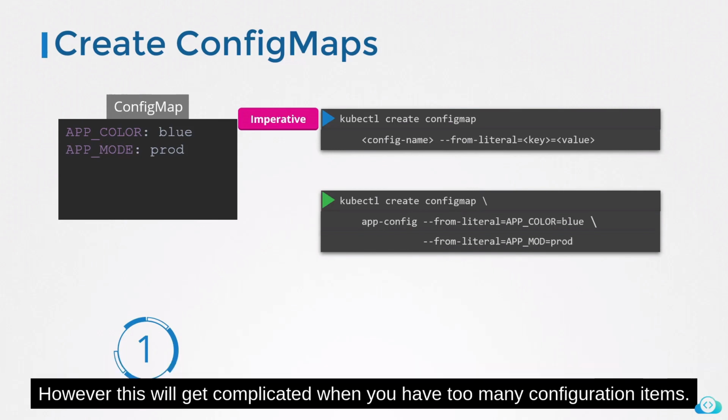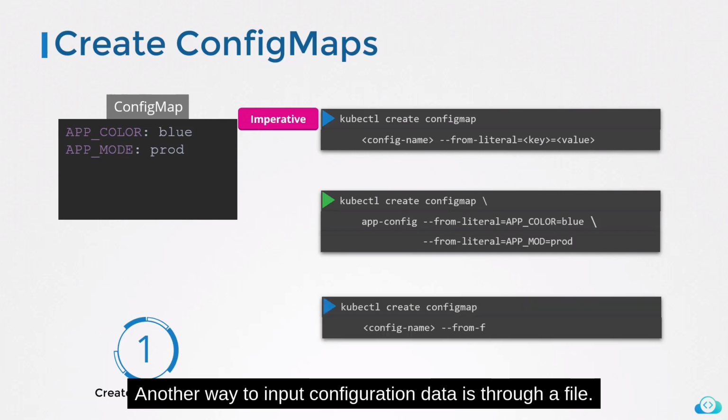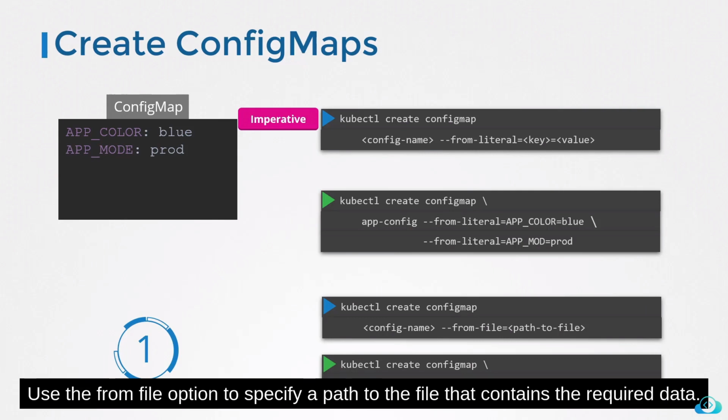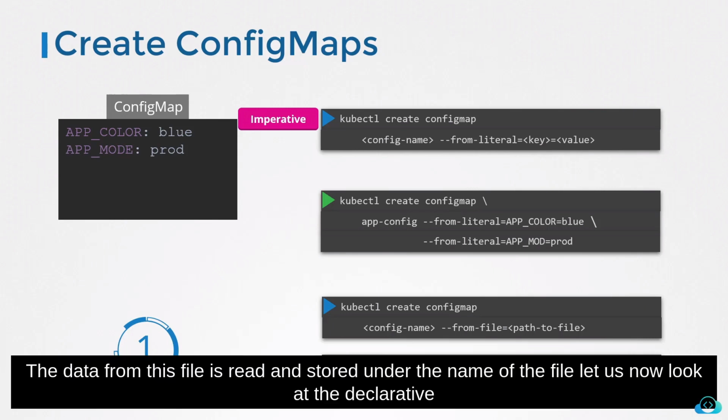However, this will get complicated when you have too many configuration items. Another way to input configuration data is through a file. Use the --from-file option to specify a path to the file that contains the required data. The data from this file is read and stored under the name of the file.